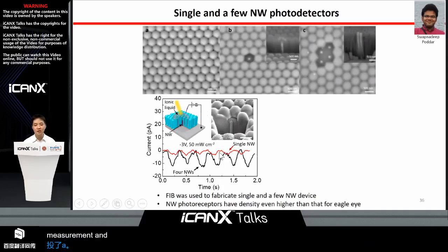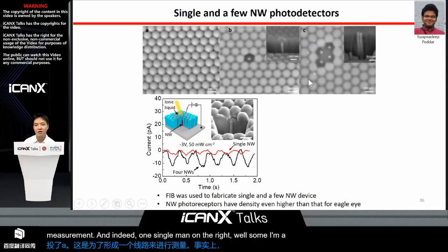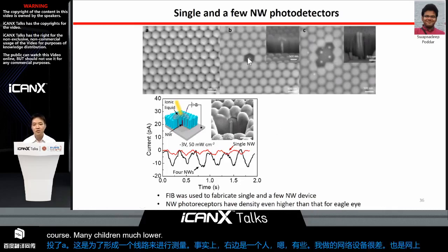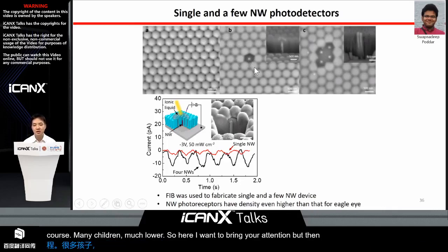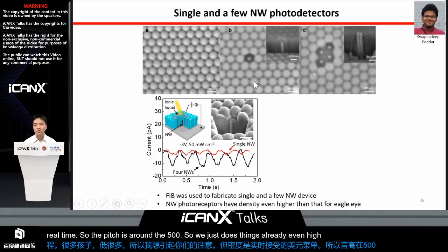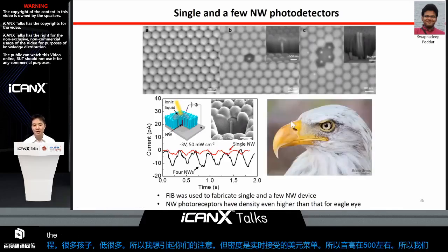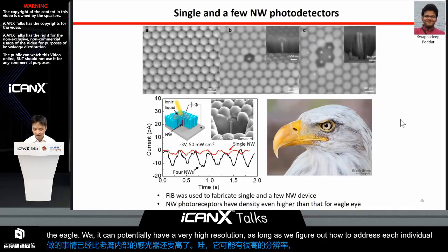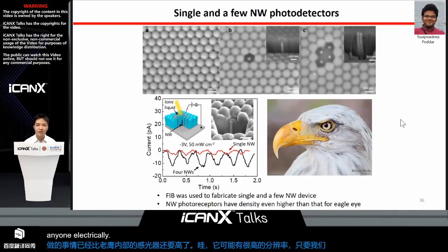And indeed, one single nanowire can also respond to light. We also made a 4 nanowire device. It can also respond to light, but of course, the magnitude is much lower. So here, I want to bring your attention: the density of our nanowire photoreceptors is really, really high. The pitch is around 500 nanometers. With this density, it is already even higher than the photoreceptors inside the eagle eye. So it can potentially have a very, very high resolution as long as we figure out how to address each individual nanowire electrically. So how can we do that?